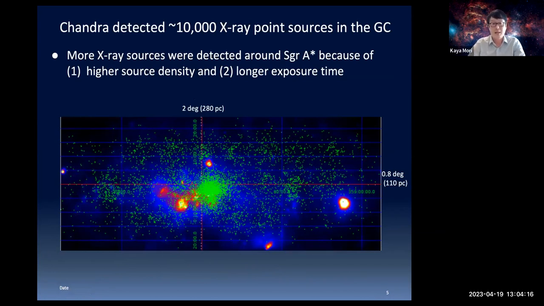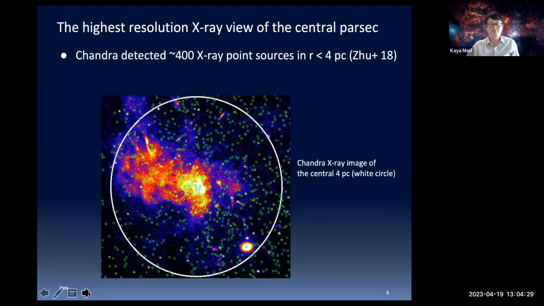And also they spend a longer exposure time staring at the Sagittarius star for the flare science. So they accumulated almost a 6 million second Chandra exposure time just around the center region. So let's zoom into like a center 4 parsec region. So Chandra detected about 400 X-ray point sources, as you can see in green dots.